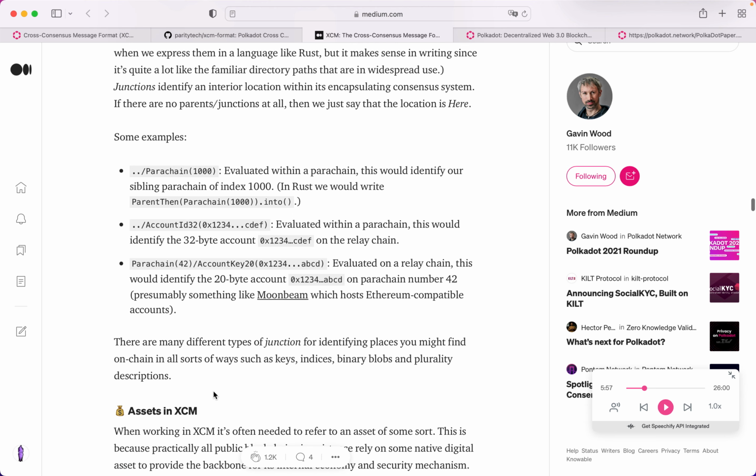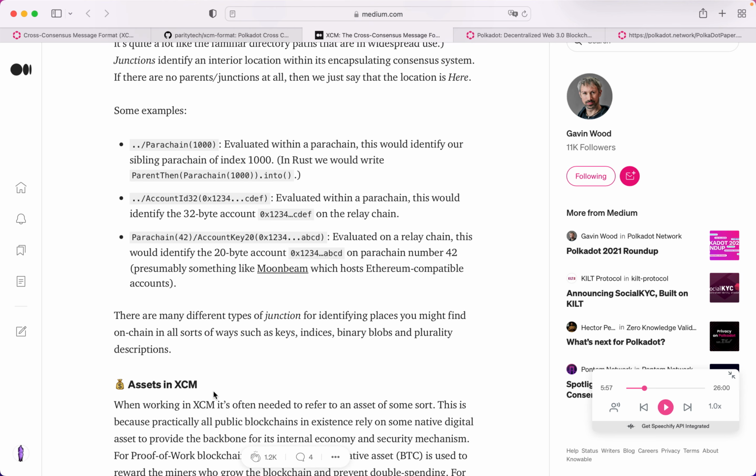Some examples: parent, parachain 1000, evaluated within a parachain. This would identify our sibling parachain of index 1000. In Rust we would write parent then, parachain 1000, into, account ID 32, 0x1234...def, evaluated within a parachain. This would identify the 32-byte account 0x1234...def on the relay chain.